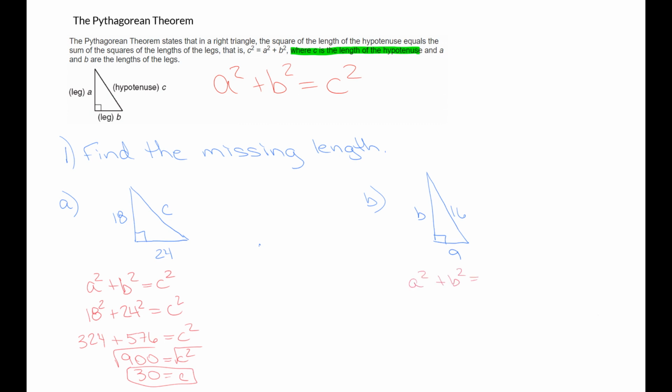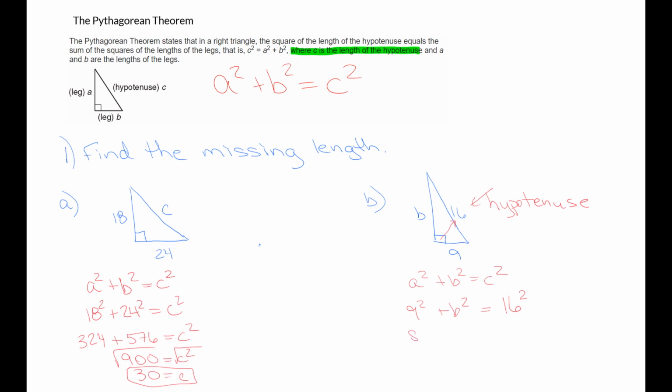All right, in B, I'm again going to use the Pythagorean theorem because it's a right triangle. So 9 squared plus b squared equals c squared, which is 16. And I know that's 16 because it is right across from the right angle. Which is my hypotenuse? C is always my hypotenuse, across from the right angle.